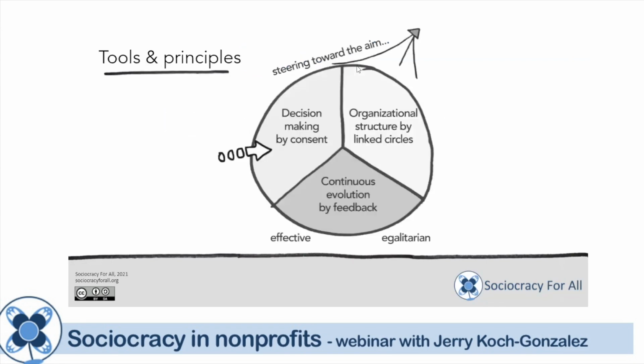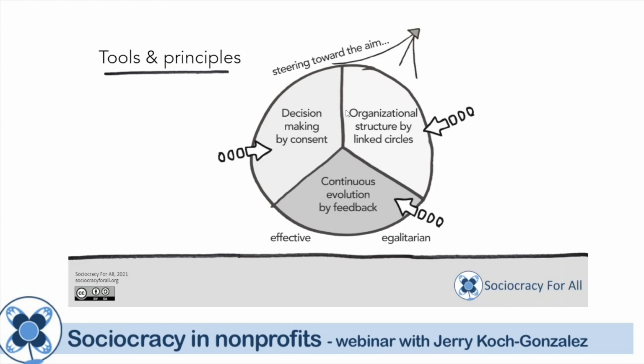So about the core elements of sociocracy. One is decision-making by consent, which is different than majority rule, different than consensus, etc. Organizational structure through a pattern of connected teams, connected circles. And I'll explain all of this a bit more later. And the third element is continuous evolution through feedback. So we're not static, we keep learning and growing as we go.